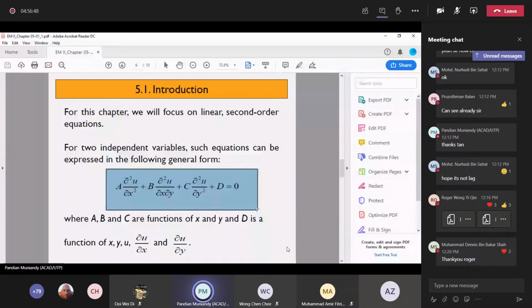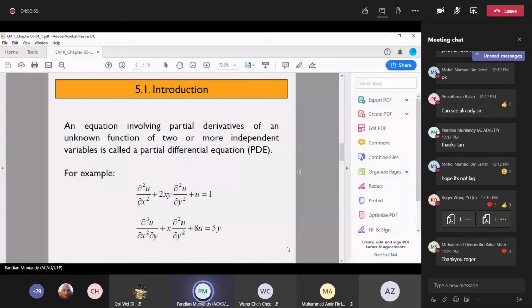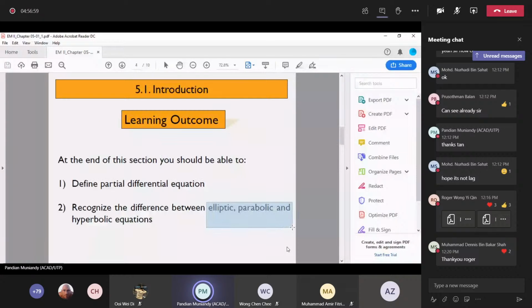So now we move on to our topic, as we said: elliptic, parabolic, and hyperbolic. What is this class? This is our concern, elliptic, parabolic, and hyperbolic. But this is a technical term.